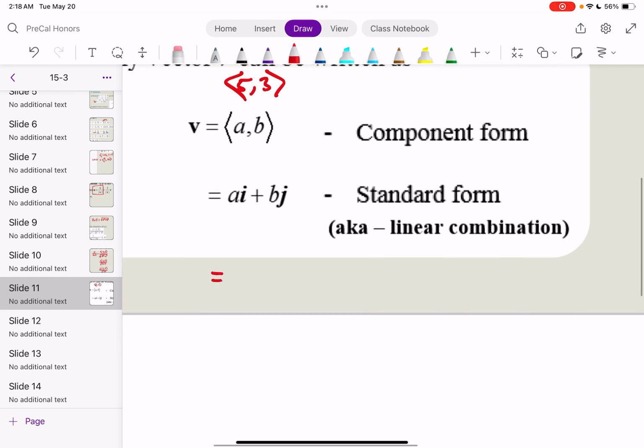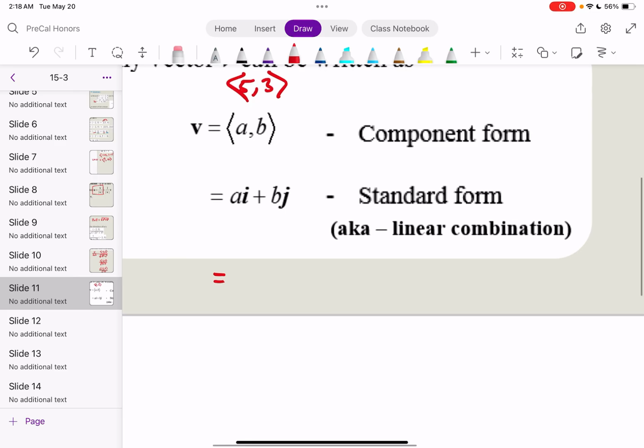going ahead and writing our a, which would be 5, and writing i directly next to it. We then have a positive 3, which would leave us with plus 3j. And that would be writing it in standard form. If our 3 or if our 5 was negative, we would put the negative in front of the 5 or the 3. In this case, if it was a 5, negative 3, we would have 5i minus 3j. Now this can be done for any type of problem that does have a vector as a final answer.